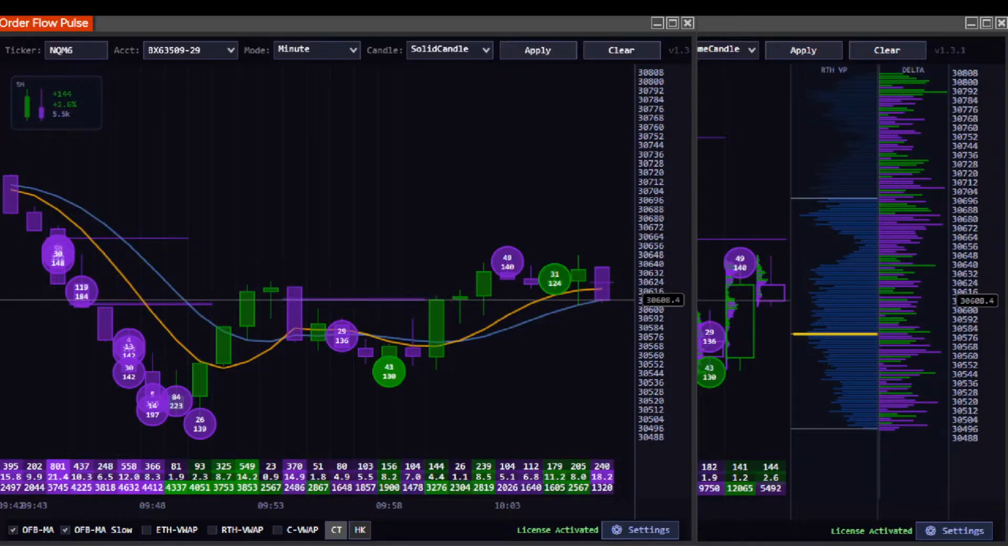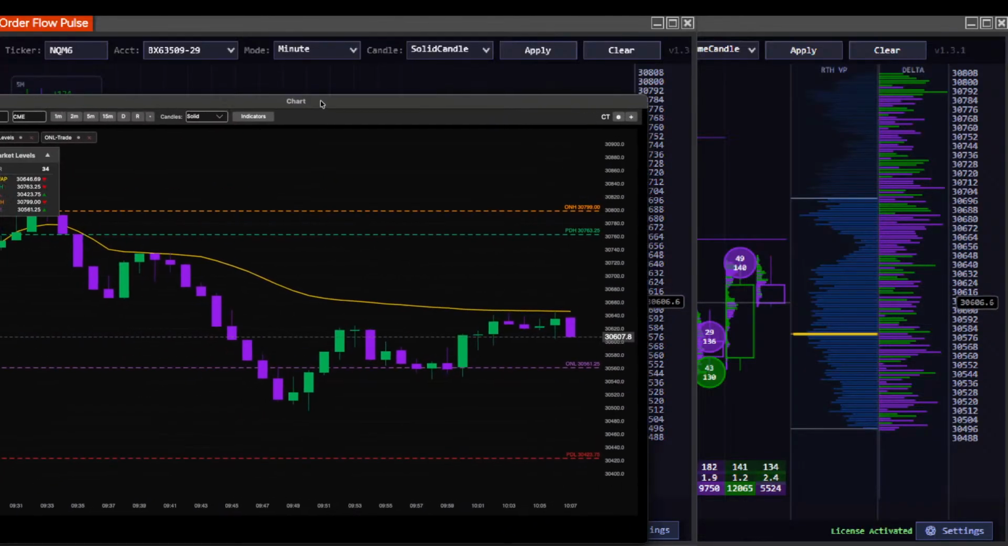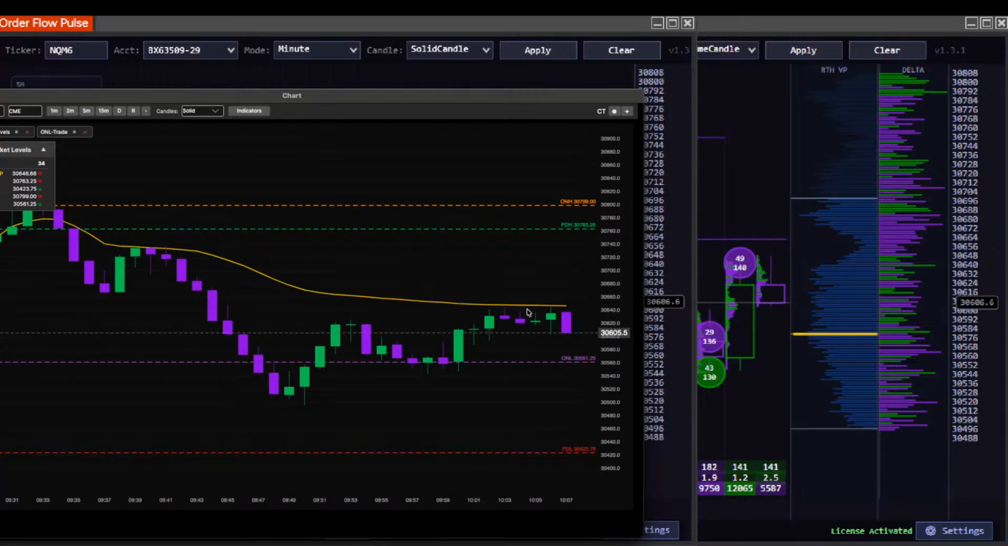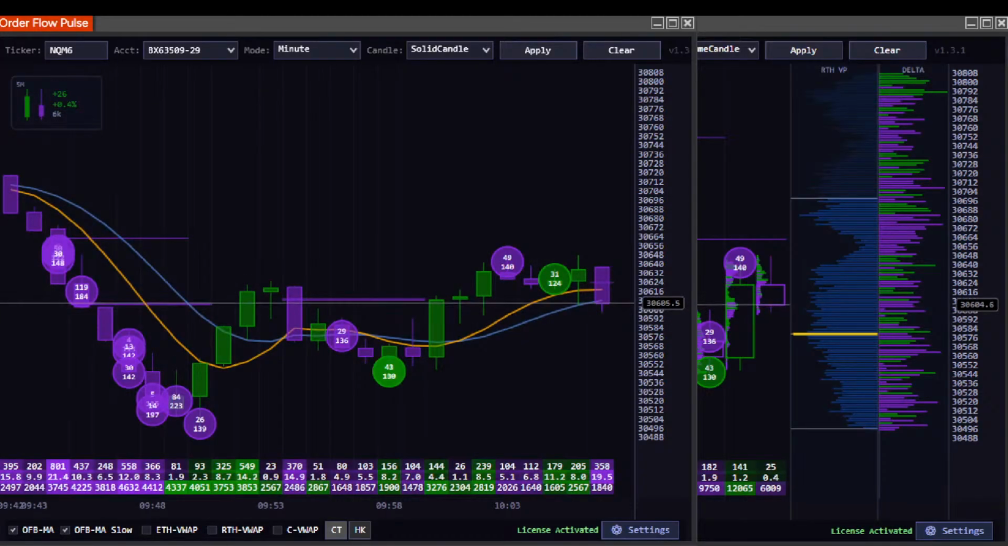Bet the CME's having a hard time. Look at that, bouncing off the old New York VWAP. Bing, bing, bing, getting pinned right up there at the New York VWAP. Then we have a big old red candle right there. Big old red. Come on, man.